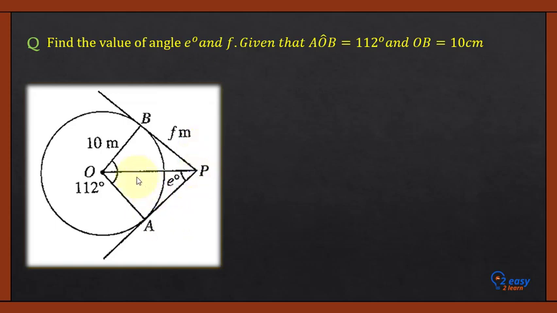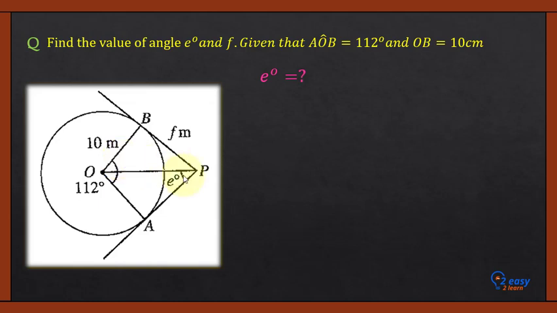And we observe the angle properties of the circle. The point P is outside the circle. It is the exterior point of the circle and it is making tangent AP and tangent BP. It means that both tangents are equal. And OP is bisecting the angle AOB. It means that we can divide 112 into equal halves.